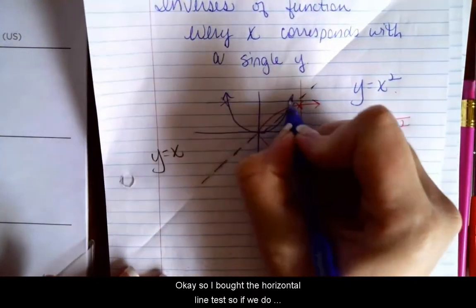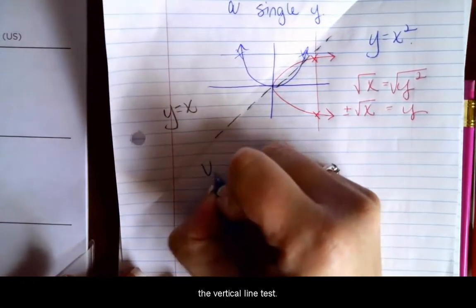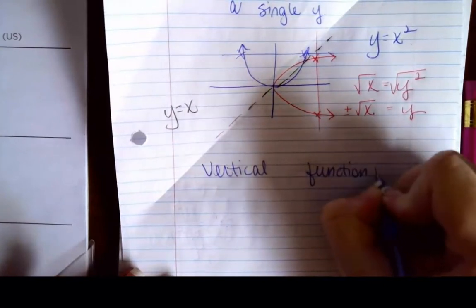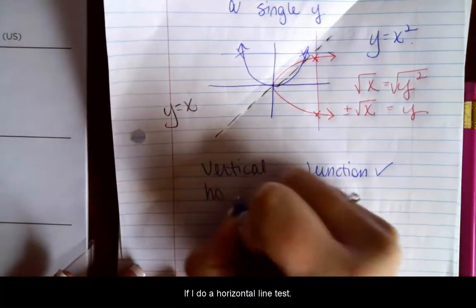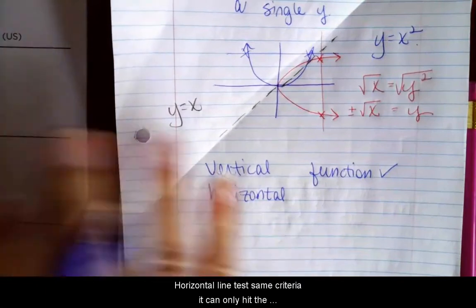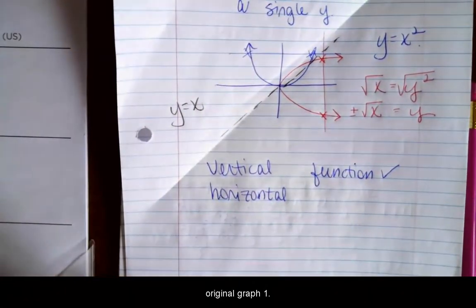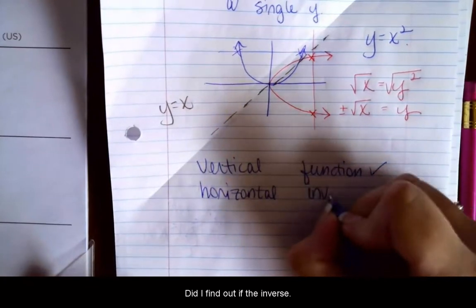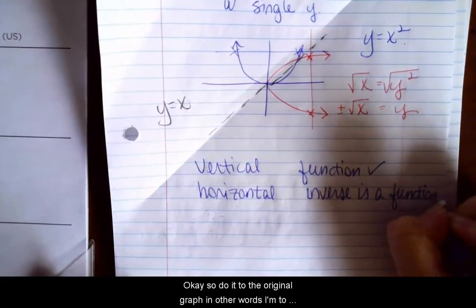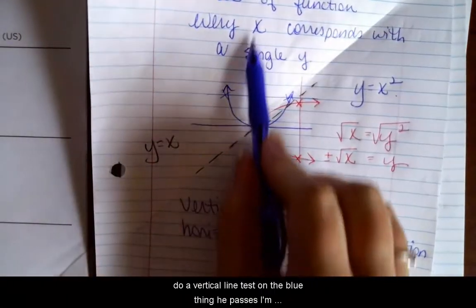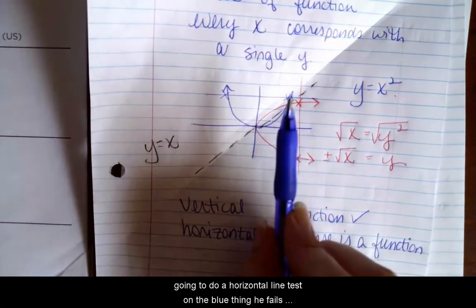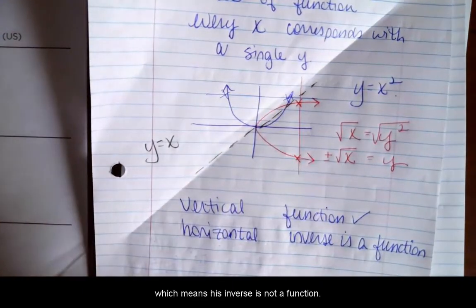So I've got the horizontal line test. If we do the vertical line test, then I can say yes or no, it is a function. If I do a horizontal line test, same criteria, it can only hit the original graph once, then I find out if the inverse is a function. So do it to the original graph. I'm going to do a vertical line test on the blue thing. He passes. I'm going to do a horizontal line test on the blue thing. He fails, which means his inverse is not a function.